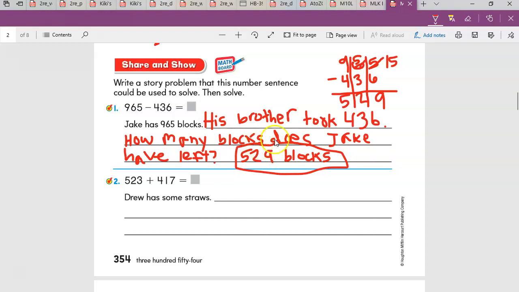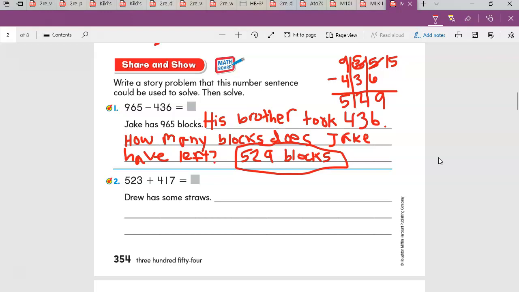And box your answer. So you could have done it a little differently. You could have said Jake has 965 blocks. He gives 436 blocks. Or you could have said he lost 436 blocks. Or you could have said, I don't know, he hid 436 blocks. Anything that's taking away those blocks, right? Any of those could have been right.